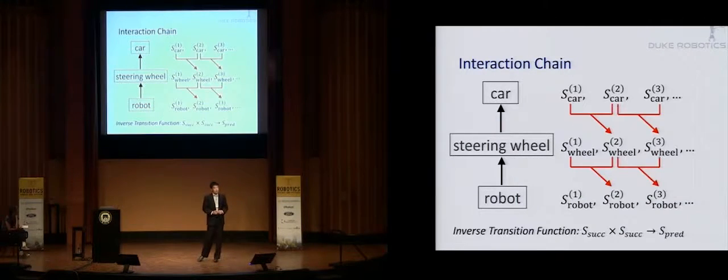Then to control the car to follow a specific trajectory, we recursively use inverse transition functions, which for each interaction map a transition of the successor object to the action of the successor object, which is by definition the state of the predecessor object. In this example, if we know how the car should move, we can determine the steering wheel rotation angle that can induce the car movement. Then the robot can move its hand to rotate the steering wheel in the desired way.